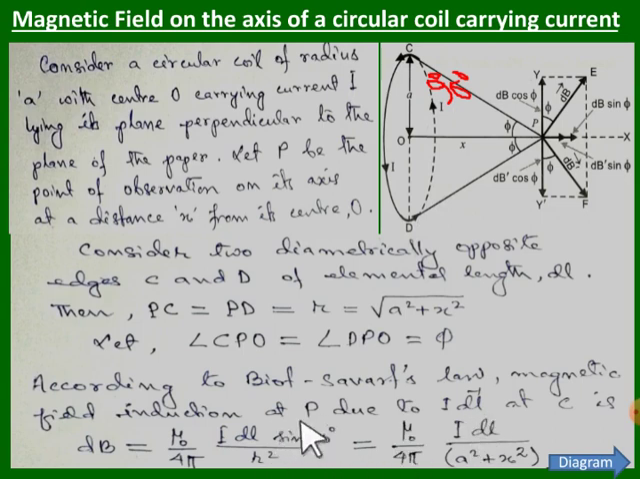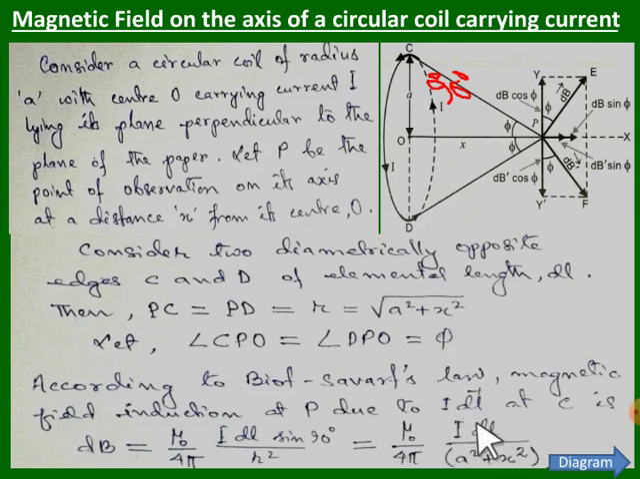Instead of r square, you put it as a square plus x square. If you cross multiply and square it, then r square is equal to a square plus x square. Got it? In a similar way, if you take the elemental conductor on the diametrically opposite side D, then a similar magnitude will come up, but the direction will be different.